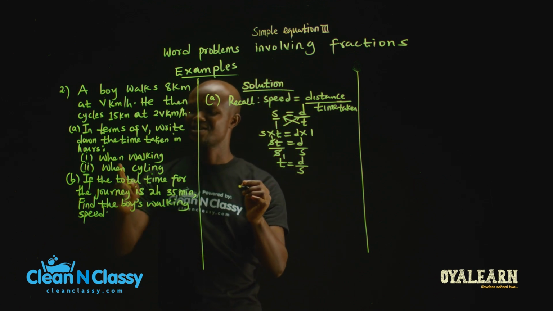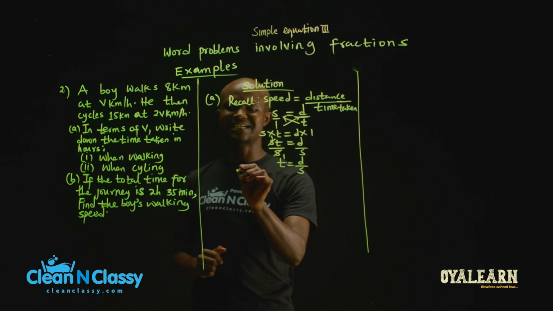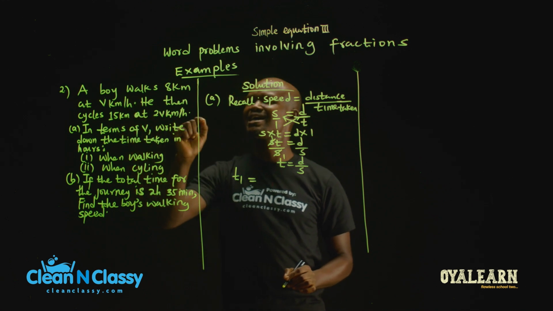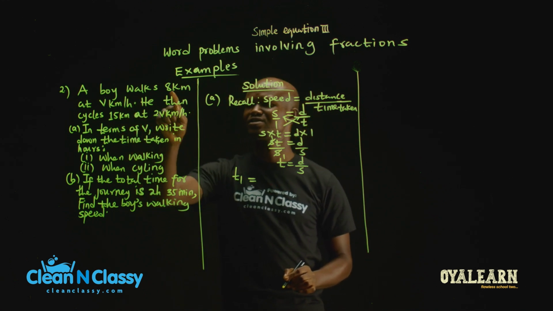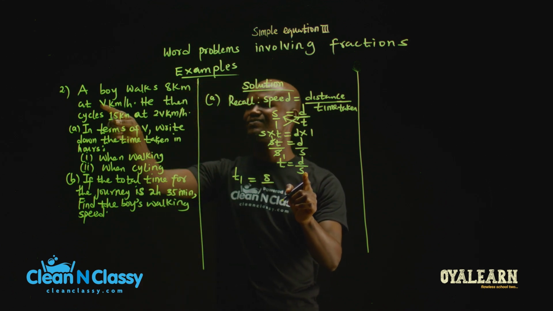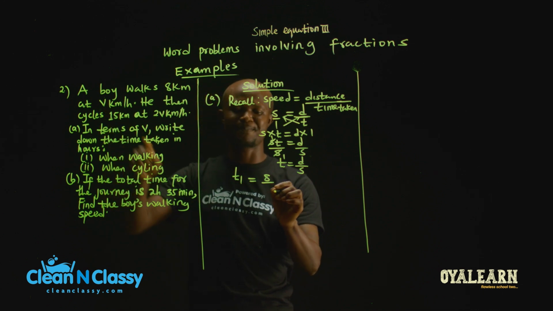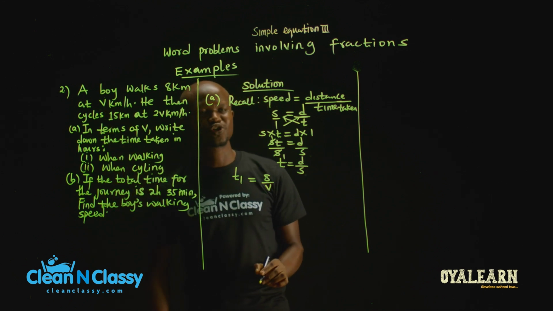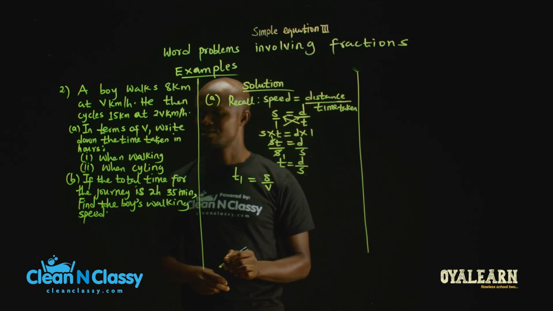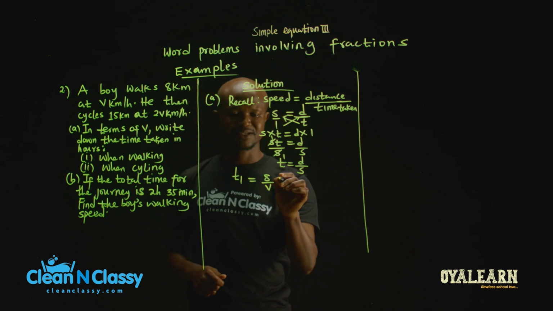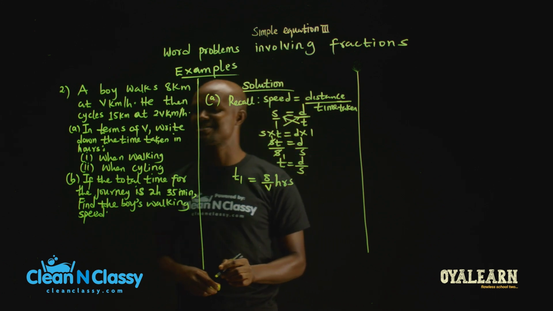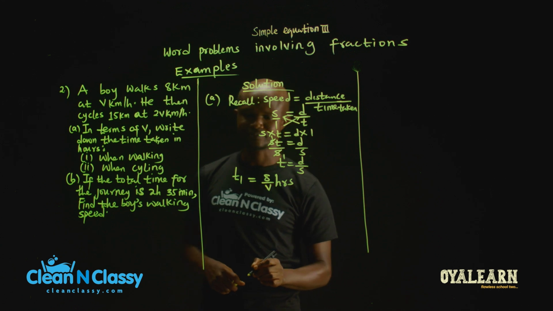For the first part, when walking, the time, T1, is going to be equal to what? What is the distance traveled while he walks? 8 kilometers. So we have 8, the distance, divided by the speed. The speed is v kilometers per hour. So the time taken while he was walking is 8 over v hours. That is for the time taken when walking.